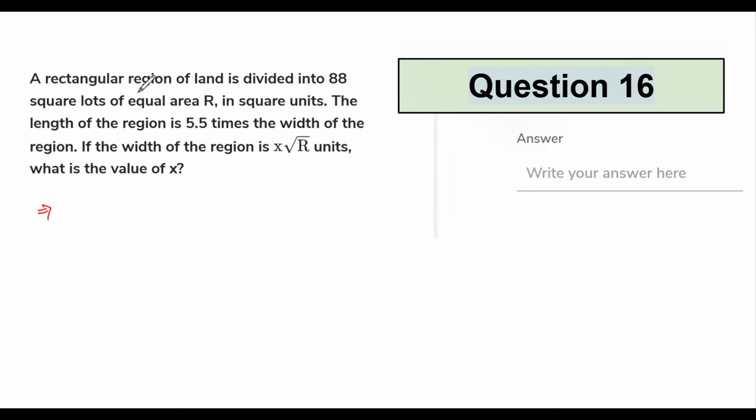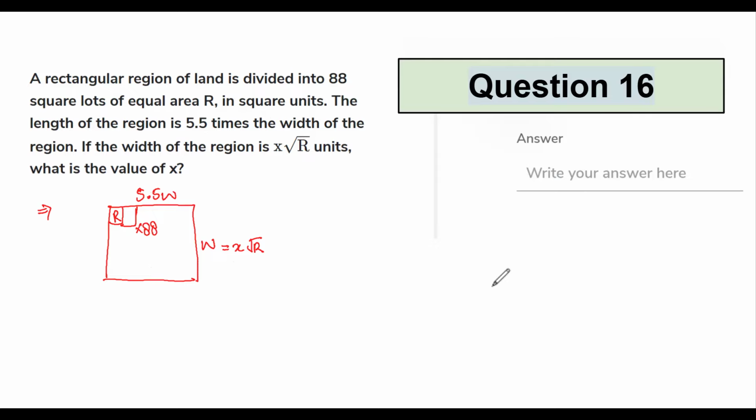Now, a rectangular region of land is divided into 88 square lots of area r in square units. So there's a rectangular region which is divided into multiple small parts, a total of 88, and every region has the area r. The length of the region is 5.5 times the width. So let's say the width is w, then the length is 5.5w. If the width of the region is x root r, what is the value of x?